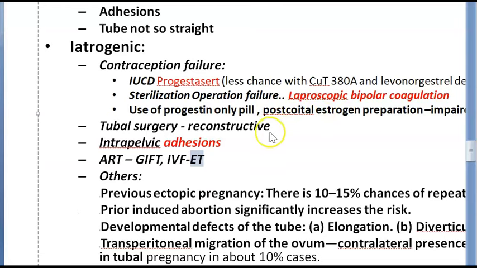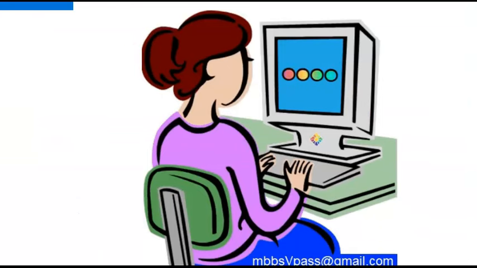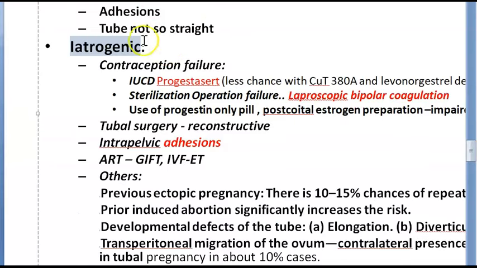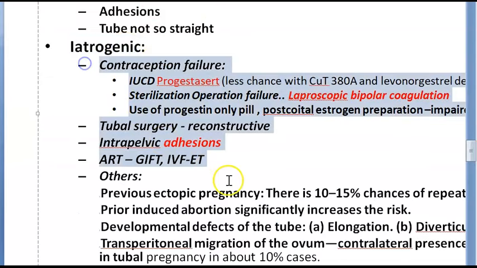So whenever you have a spontaneous pregnancy, the chance of tubal pregnancy is less compared to all these interventions. That's why they're calling it iatrogenic. So status check. Where are we, guys? What are we looking at? The causes of tubal pregnancy, you have finished till here. Now only others is left.